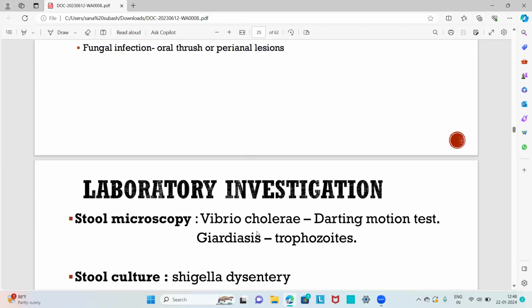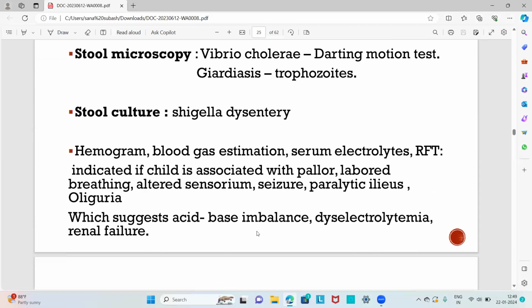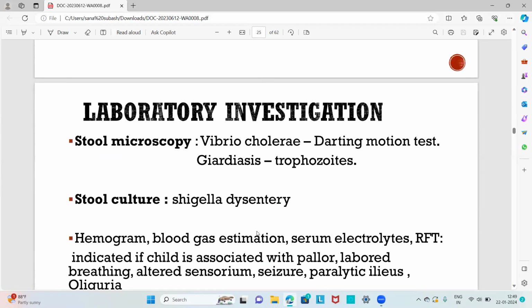So these are the assessment or the investigations, or examination part, we are doing when a child is coming with acute water diarrhea. First, we have to look for the signs of dehydration and categorize according to that. Then we have to look for the fluid loss according to the categorization. Then we have to assess the stool, stool microscopy, stool culture, and also look for any systemic infections, malnutrition, and fungal infections. And also we have to go for hemogram, blood gas estimations, electrolytes, and RFT. So these are the investigations when a child is coming with acute diarrheal disease.